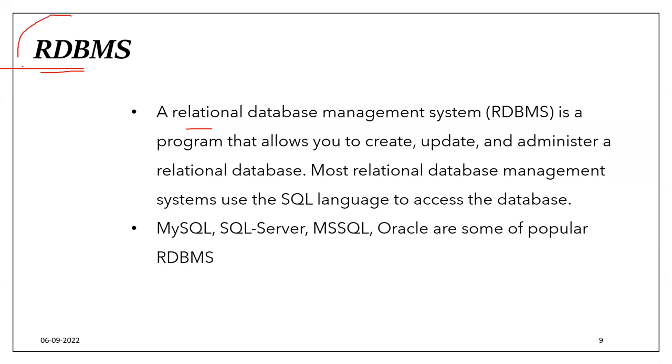A relational database management system means all the data which we are storing in the database is interrelated, meaning whatever data you are using, there is a reference from one table to another table. So how is the data stored, guys, in a database? In the form of tables.